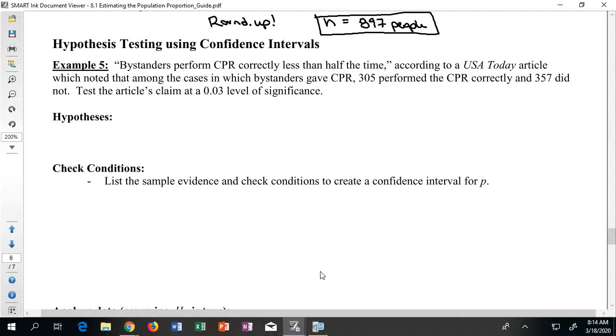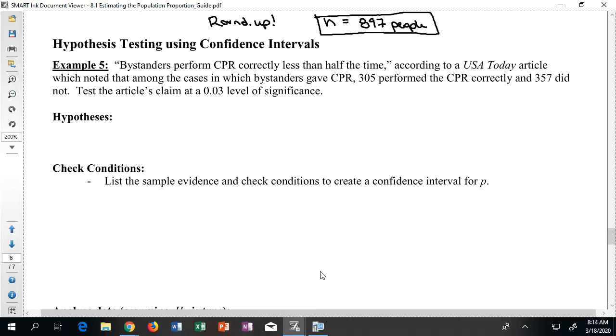We saw this example about bystanders performing CPR correctly back in 7.1. We're going to try to do the exact same question to reach the exact same conclusion, just taking a slightly different approach. What we're going to see is that, for the most part, nothing about the process of hypothesis testing is going to change. Let's just jump right into it and see what we got.